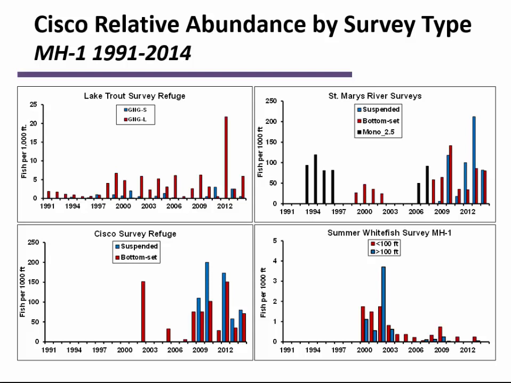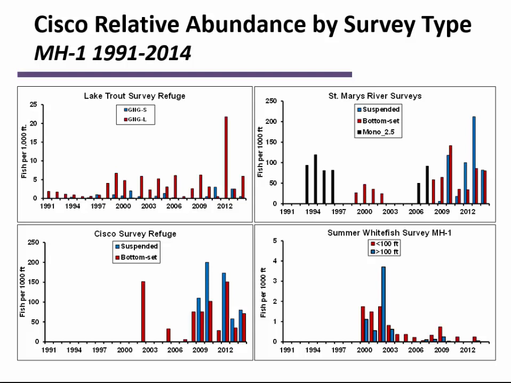The thing to notice here is the big change in relative abundance starting in 1998. In the Drummond Island Refuge, essentially abundance jumped up tremendously and has been pretty stable throughout the whole time period. If you look at the St. Mary's River surveys, we've used suspended nets, we've used bottom set nets. Again, abundance appears pretty stable.